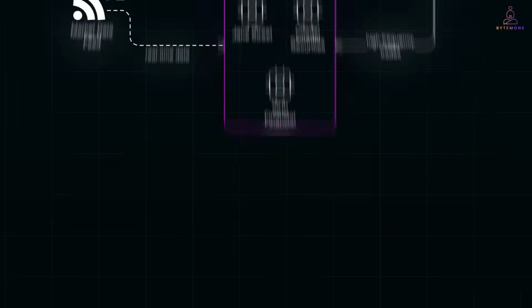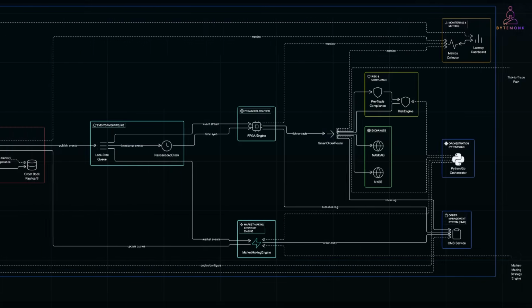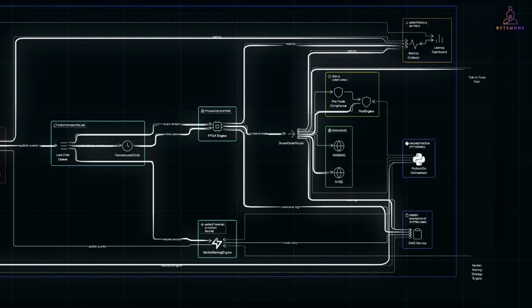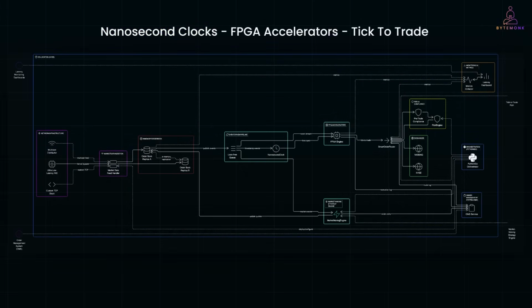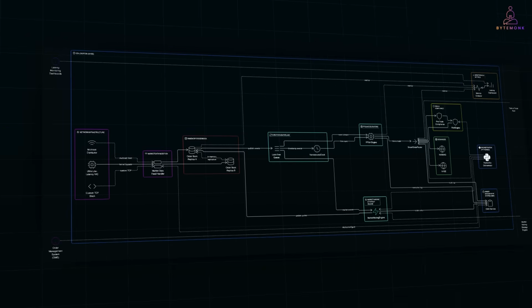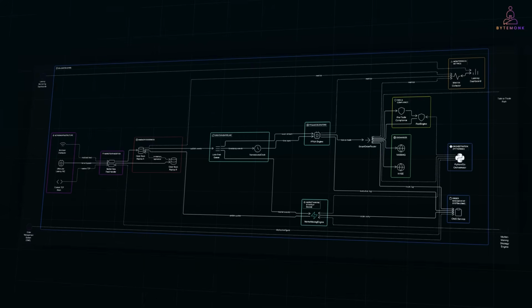In the next video, we'll go deeper into that world. We'll break down how HFT systems are architected, what kind of infrastructure they use, and why they care so much about things like nanosecond clocks, FPGA accelerators, and tick-to-trade pipelines. If you are a software engineer, especially one who loves performance, systems, or finance, this is the kind of architecture you'll want to geek out on.